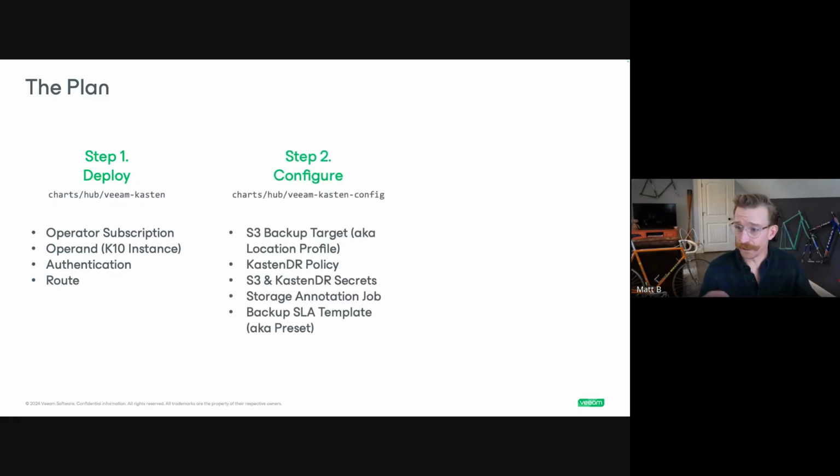And then once we've deployed and I've got all of my CRDs in place, I can start doing some post-installation configuration of that Kasten instance. So the big ticket items here is configuring, hey, where are we going to back up this data to? In this case, an S3 bucket; these are what we call location profiles. Configuring the Kasten DR policy, I'll talk a little bit more about what that is when we get into the demo environment.